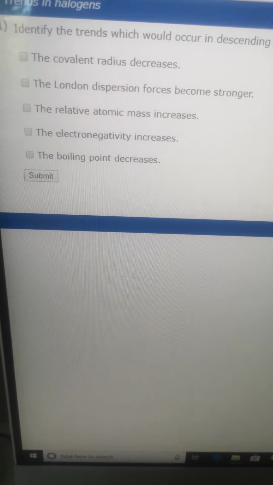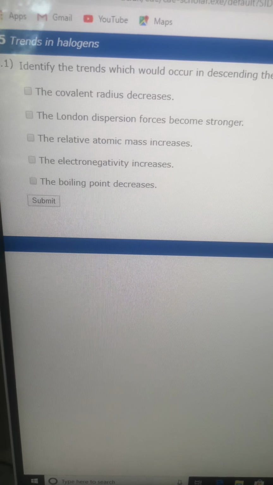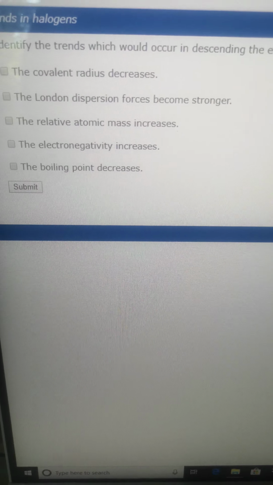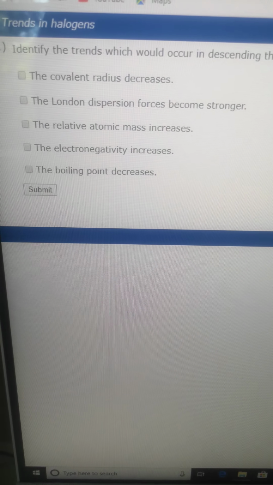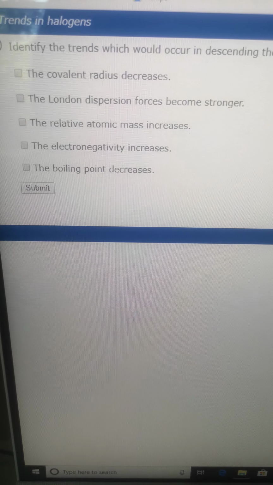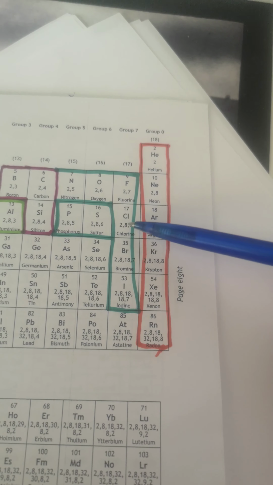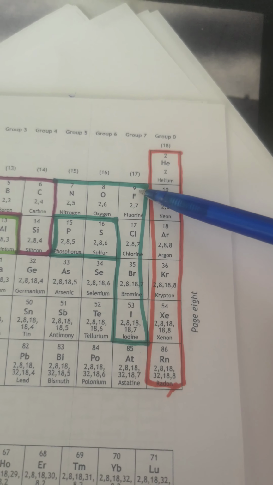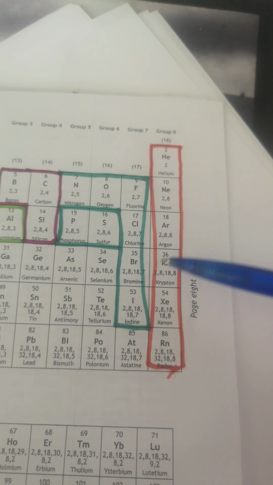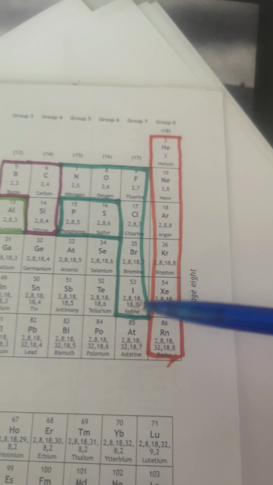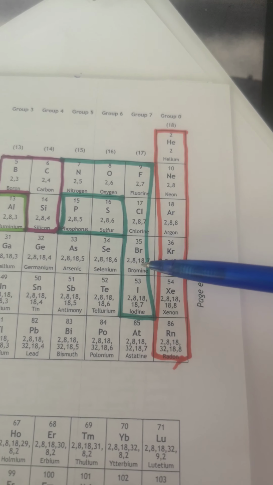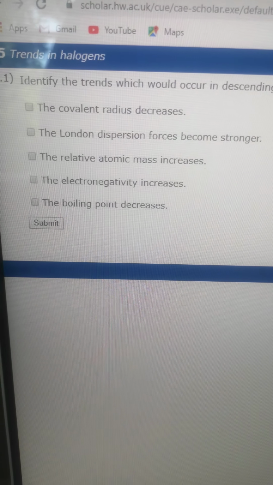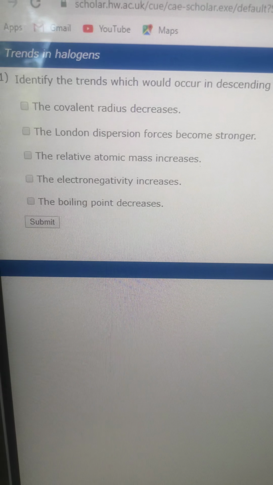Secondly, the London dispersion forces become stronger. Well, if we remember from the previous question, if the London dispersion forces are strong, that means there's a lot of electrons. That means the size of the atoms or molecules are getting bigger. Your halogens, remember, are made up of diatomic molecules. So a fluorine molecule would have 18 electrons, chlorine would have 34, bromine would have 70, etc. So the size of the molecule is increasing, there's more electrons, so the second one is correct, the London dispersion forces become stronger.